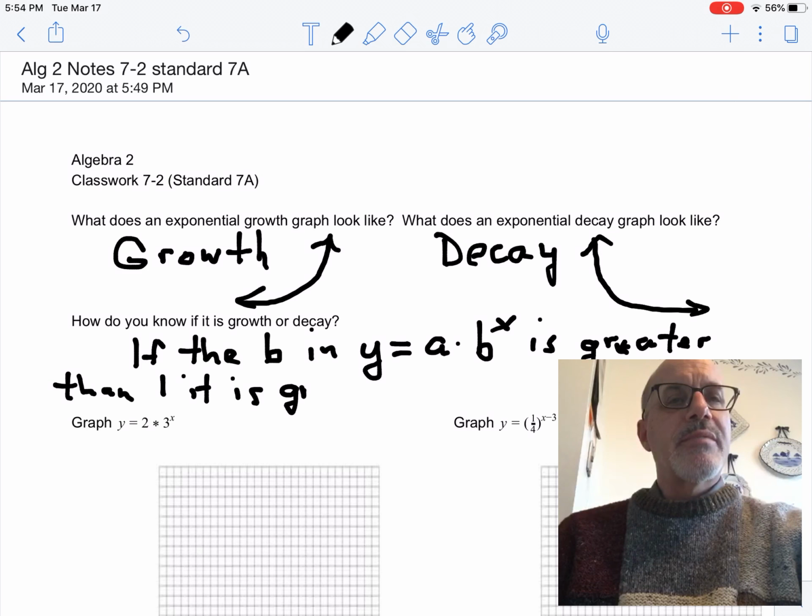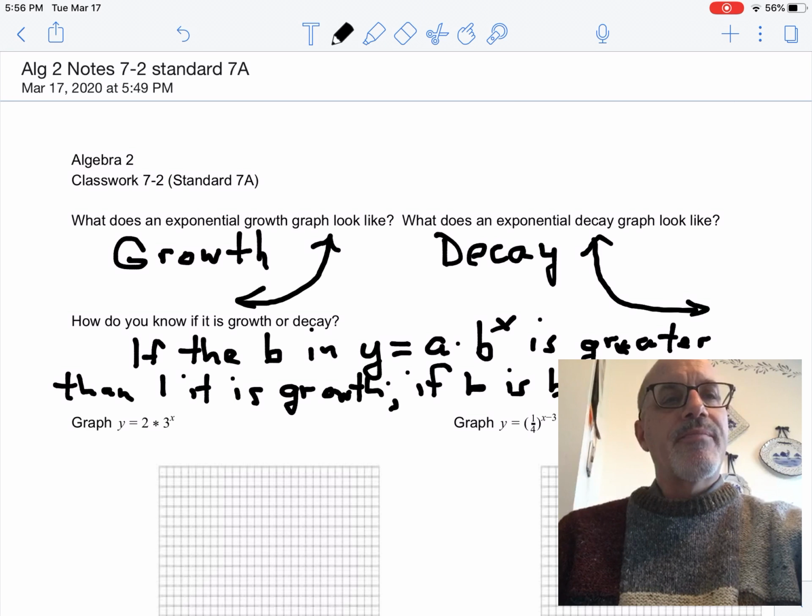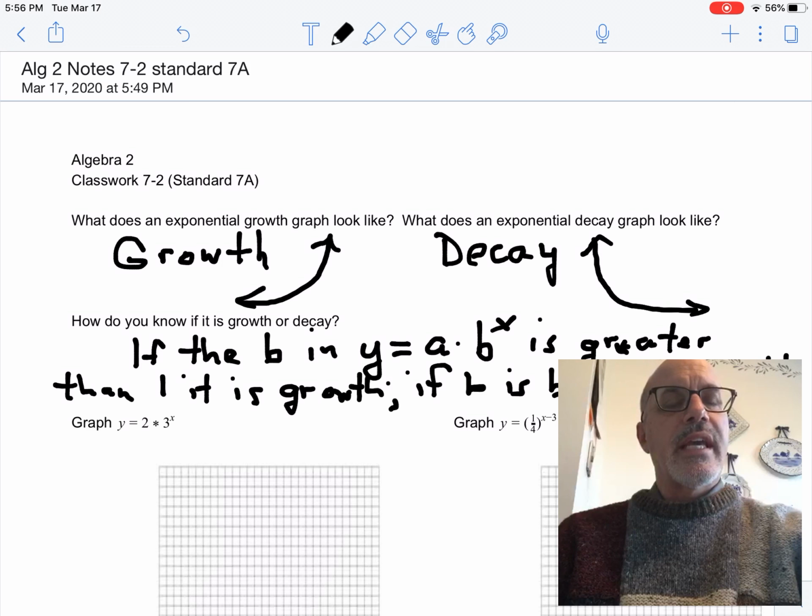But then when b is between 1 and 0, it's a decay problem. So you can look at the equation itself and determine whether it's going to be growth or decay by looking at the value that has the exponent with the variable on it. So in this case it's b, and if it's greater than 1 it's growth, if it's less than 1 it's decay.